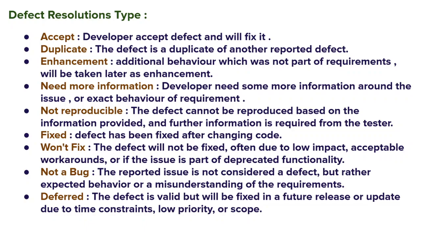Will not fix. That is also one of the resolution types. Sometimes the defect will not be fixed, often due to low impact or acceptable workarounds, or if the issue is part of deprecated functionality. So sometimes as a QA we see some behavior and we log the issue, but it might be a deprecated functionality which is not needed, or it can be an issue which has very low impact and that can have some acceptable workaround. In such a situation, developers will not fix that bug. They will mark it as will not fix.